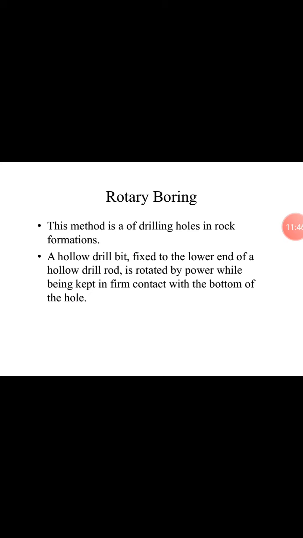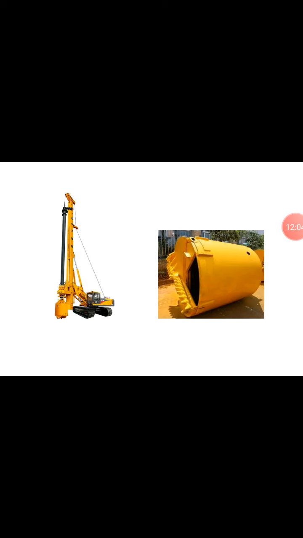Now next is rotary boring. This method is drilling a hole in a rock formation, where a hollow drill bit fixed to the lower end of the hollow drill rod is rotated by power while being kept in firm contact with the bottom of the hole. And here in the figure, the cutter is seen.